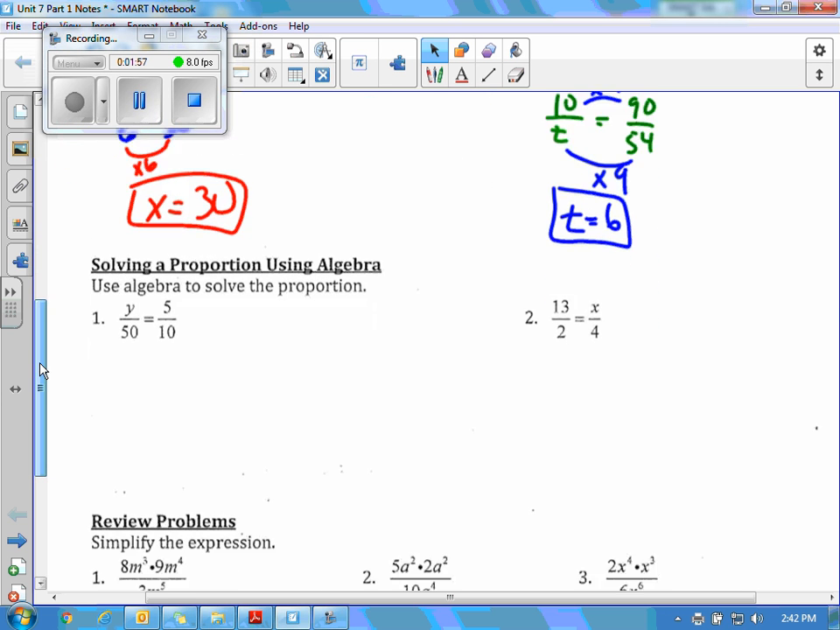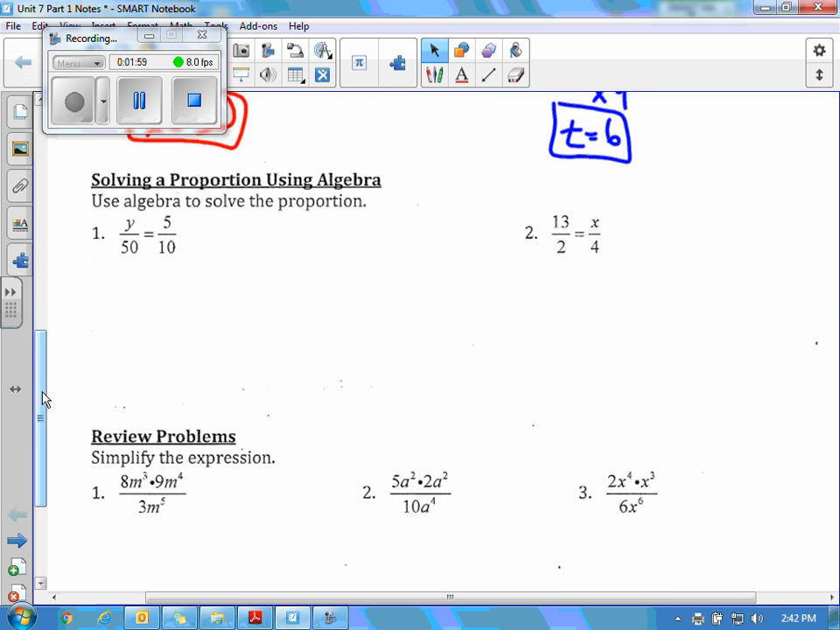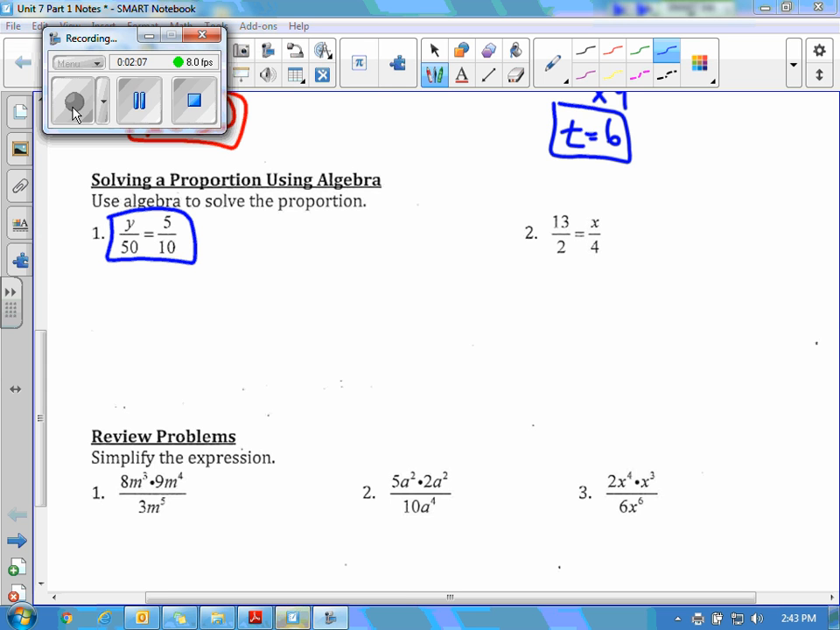The next way we're going to look at is solving a proportion using algebra. So using algebra is a lot like what we did for solving equations a couple of units ago. I'm going to start by boxing and rewriting. So y over 50 equals 5 over 10. I'm trying to solve for y, so I need to get it by itself. So I'm going to multiply both sides by my denominator, which is 50, the denominator that goes with the variable. So these 50s cancel out, and I just have y.